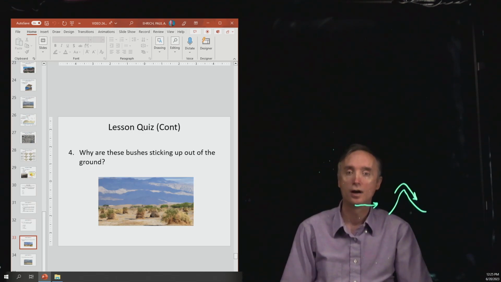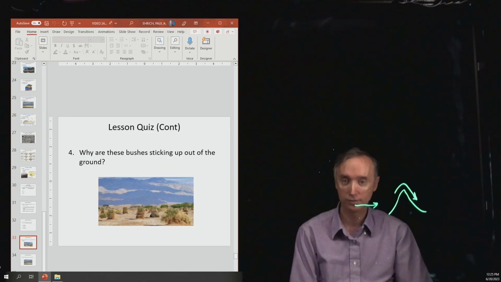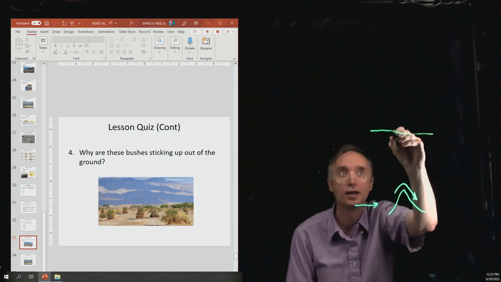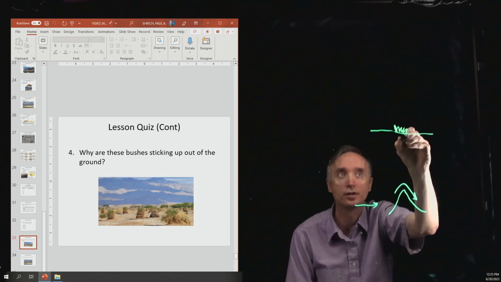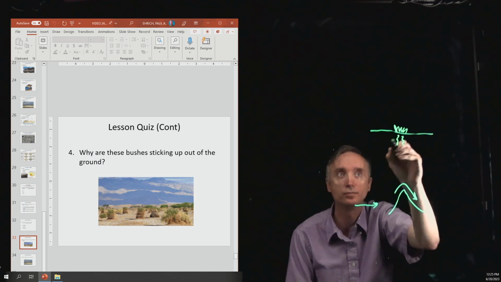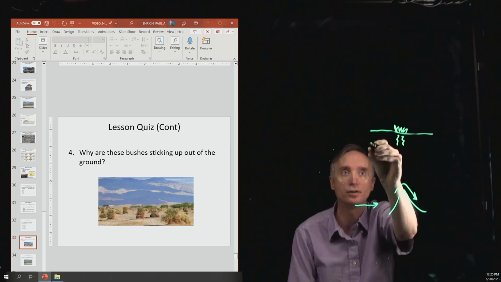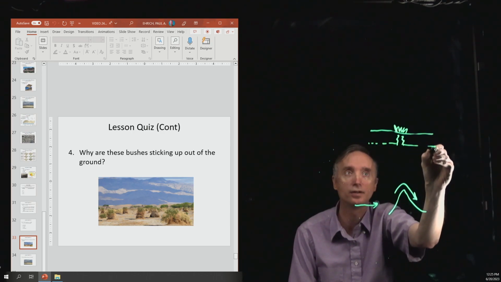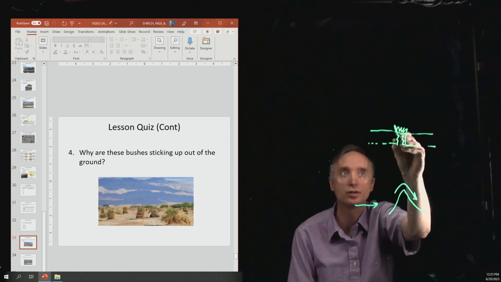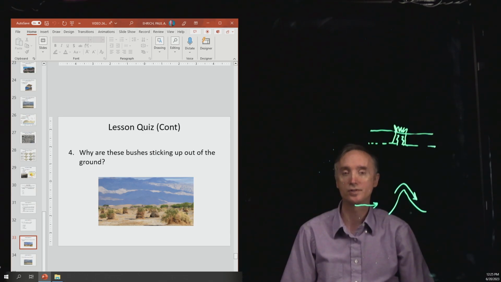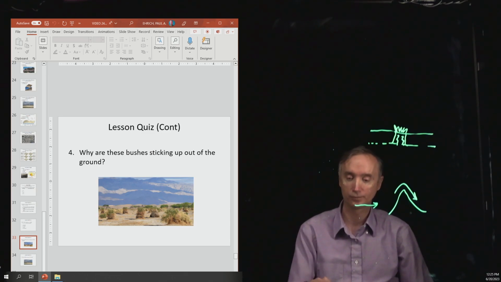Number 4, why are these bushes sticking up out of the ground? So this is an example of deflation. Originally the surface of the ground was up here, and then you had a bush with a root system, and then erosion takes away all of this material. So now the surface of the land is down to here, but now you've got the bush on top of a pillar because that's all that was able to withstand the force of the wind.